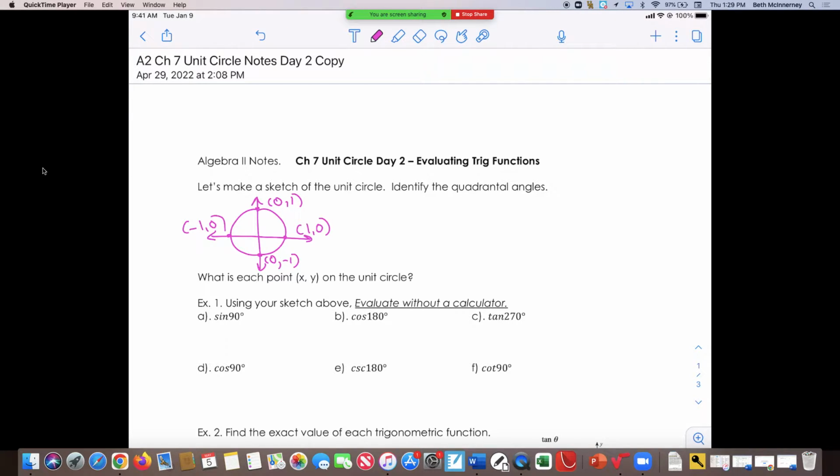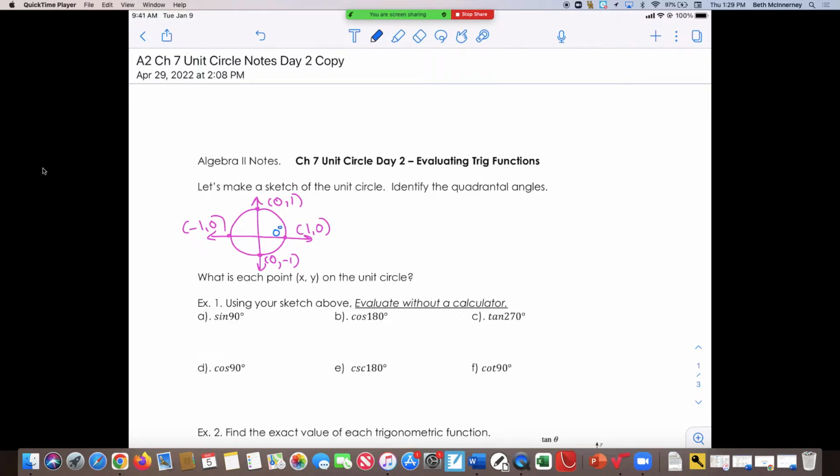Yeah, the radius is equal to 1 unit. So that's why I have the points. Now, if I impose the unit circle on a coordinate grid, those are (1, 0) and (0, 1). So now what we're going to do is go through and identify the quadrantal angles.